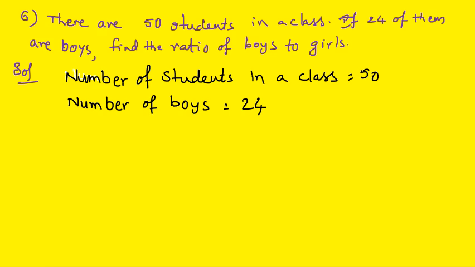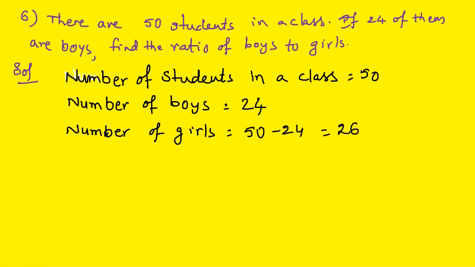To find the ratio of boys to girls, we need to find the girls. How many are there in the class? Number of girls is equal to. As there are 50 students and 24 are boys, definitely the remaining are all girls. We don't think about a third gender. We think there are only two genders, boys and girls. So girls are 50 minus 24, which is equal to 26. So there are 26 girls.